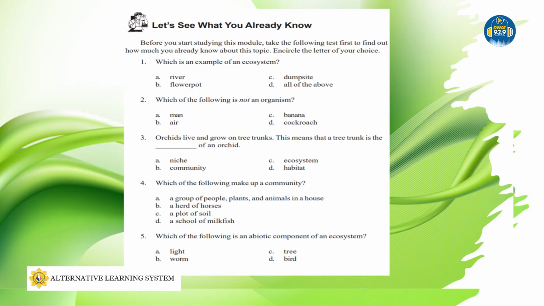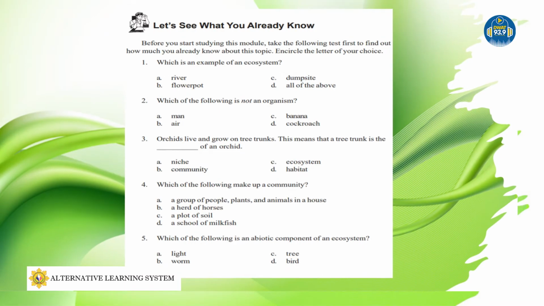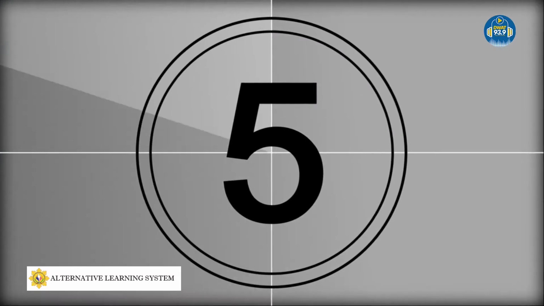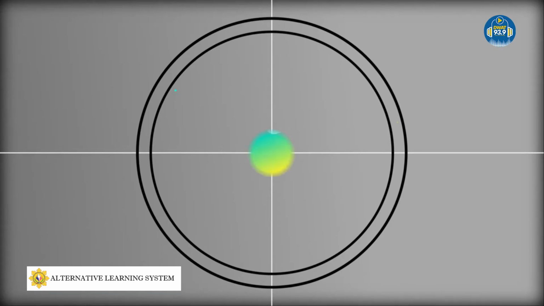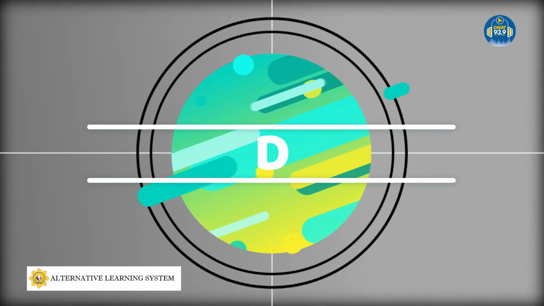Number 2. Which of the following is not an organism? A. Man, B. Air, C. Banana, or D. Cockroach? The correct answer is letter B.